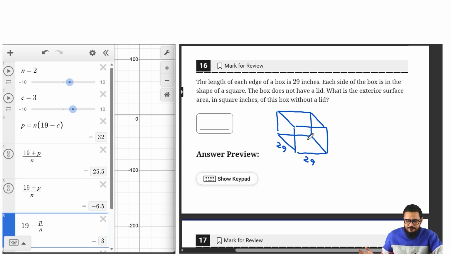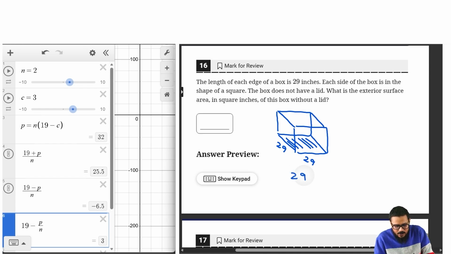So the bottom face is your first face, the right and left faces are 2 more faces altogether. That makes 3, and then the front, and there's a back face as well. So 3 plus 1 plus 1 comes out as 5. So I'm dealing with 5 faces in this cube, right? And if you see that this particular face should have an area of 29 times 29, or 29 square.